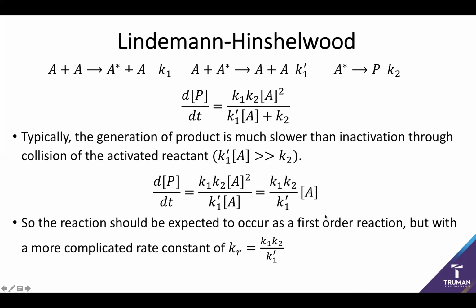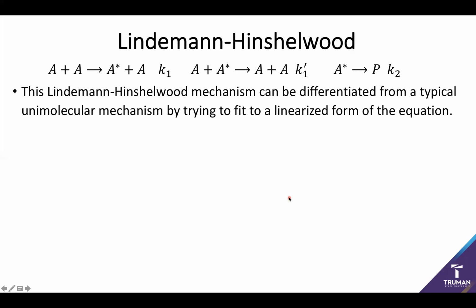But the real devil's in the details here. And that's in the nature of the rate constant, because our rate constant is going to be slightly modified from the one we'd expect just from the second step dominating, as I still have a dependence on the ratio of my forward and reverse reaction steps. So one of the important things we can do is try and differentiate the Lindemann-Hinshelwood mechanism from a typical unimolecular reaction mechanism where I don't have to go into a high energy intermediate.